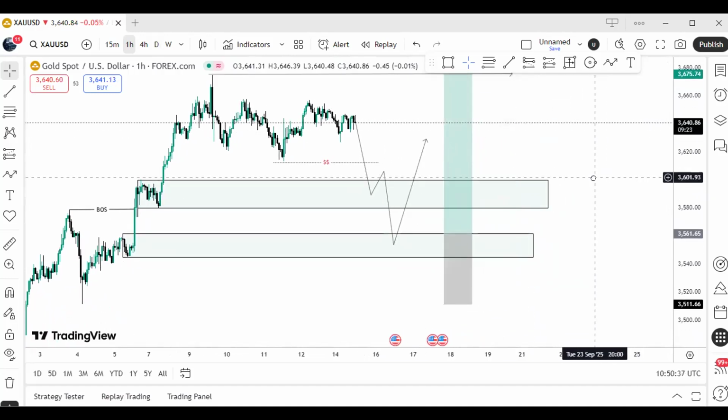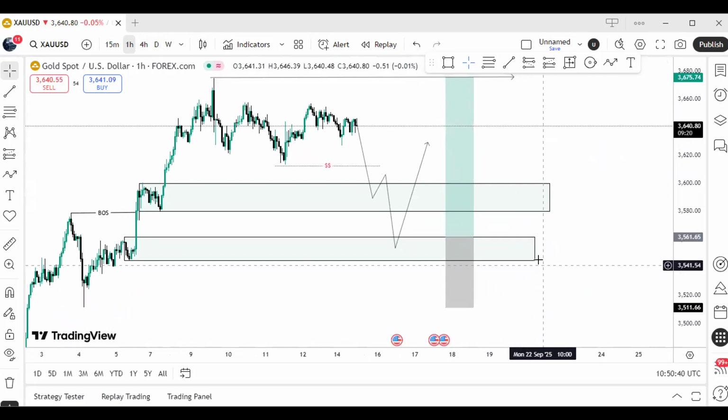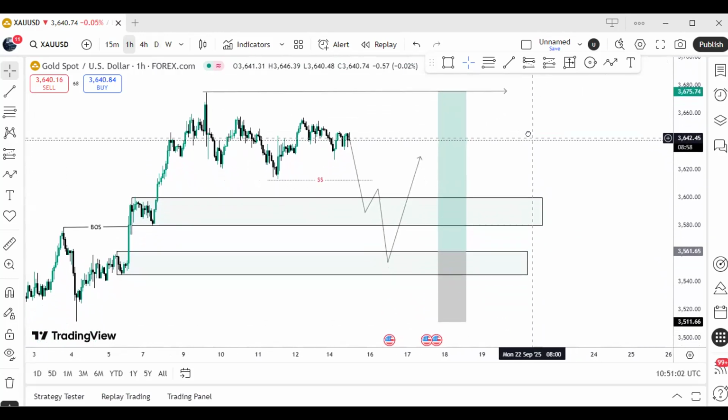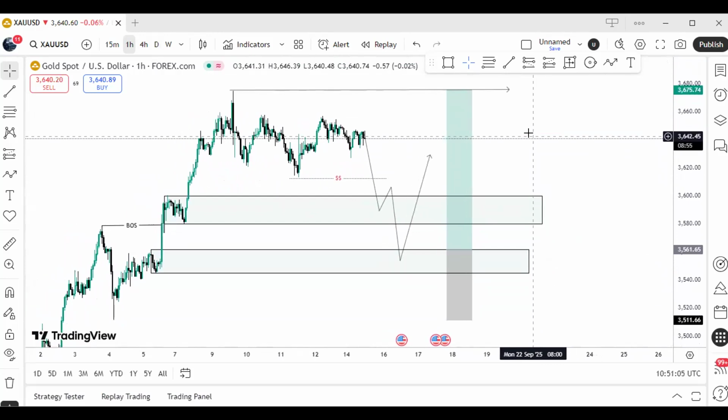All right, so the entry here on gold is 3561.65, and the stop loss is 3511.66, while the take profit is 3675.74. I believe you guys can see it clearly from the screen. So that is it. Let's see how it plays out, right? And also you can mark this out on your chart as well. All right, so let's watch how it goes.